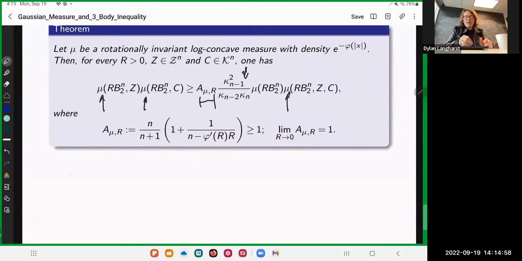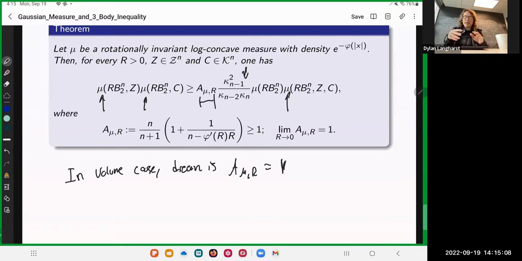So in the volume case, the dream is that this constant is 1, because the n over n minus 1 again disappears due to the discrepancy in these mixed measures. So we were able to get a constant better than 1.